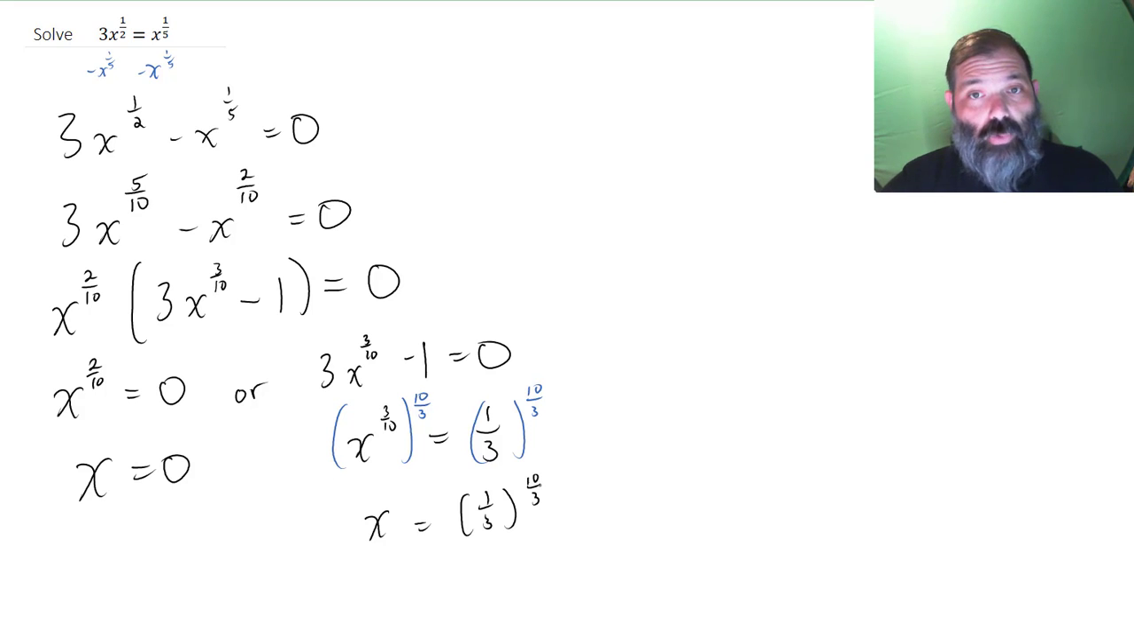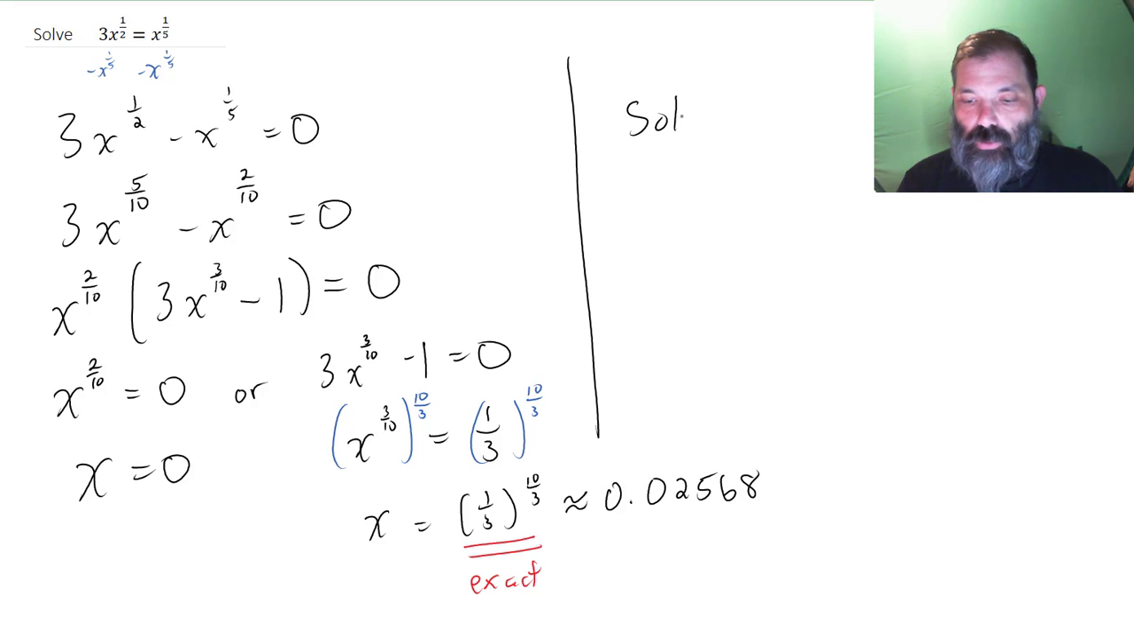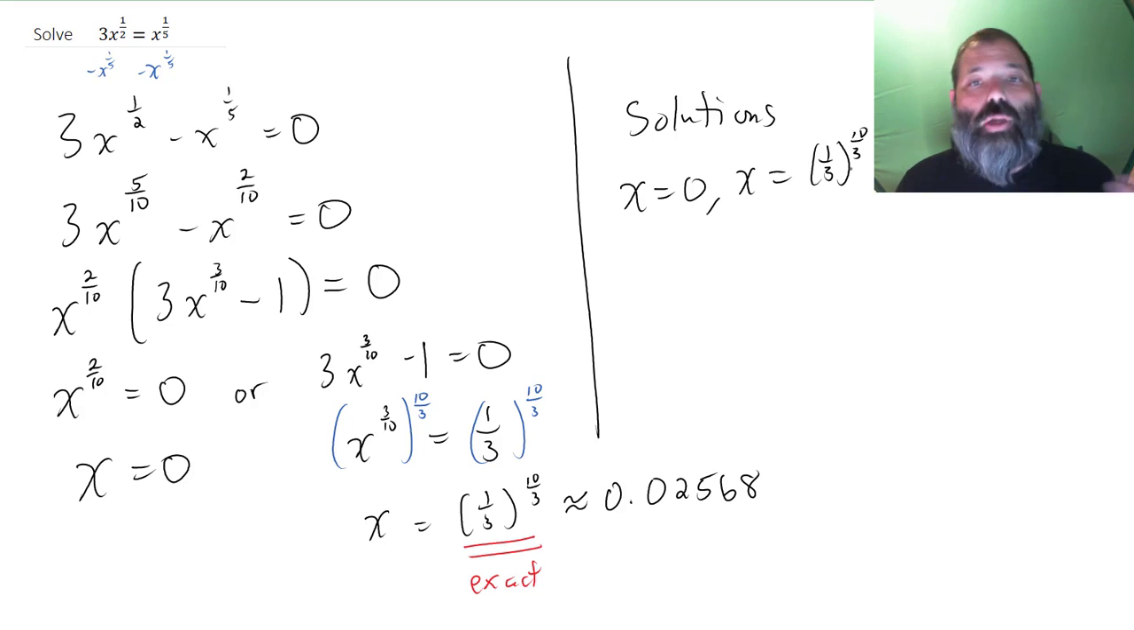Now, I calculated that number earlier, and that number is approximately 0.02568. So depending on if we were asked for exact form, 1/3 to the 10/3 is exact, or the approximation. And so this equation actually has two solutions. The solutions are x equals 0, or x is equal to 1/3 to the 10/3 power, or its approximation.